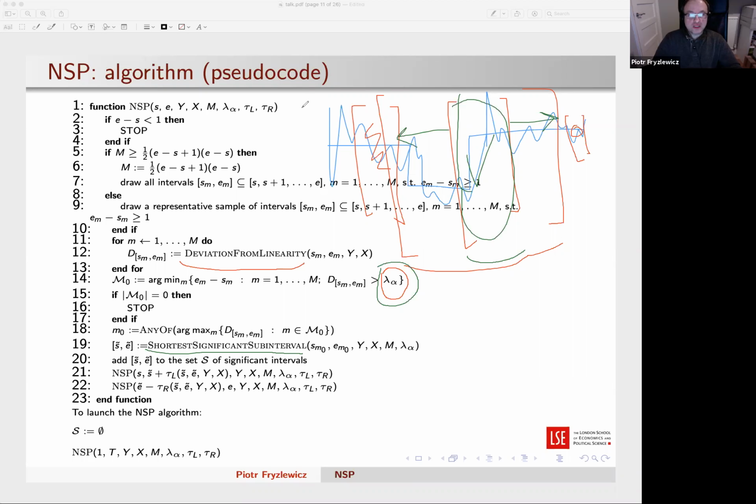How many intervals to draw? The more, the better, subject to computational constraints. And my statements will be independent of the number of intervals drawn. So if I draw too few intervals, then simply speaking, I may detect fewer intervals of deviation from linearity. If I draw more intervals, then hopefully this will allow me to detect more regions of deviation from linearity, but I may have to wait longer. So the more intervals I draw, the longer I wait for the result, but the more regions of significance I may be able to detect. Good, so that's the main idea.